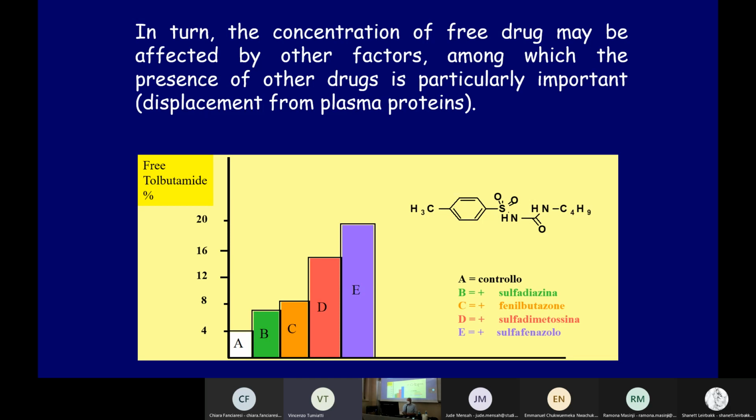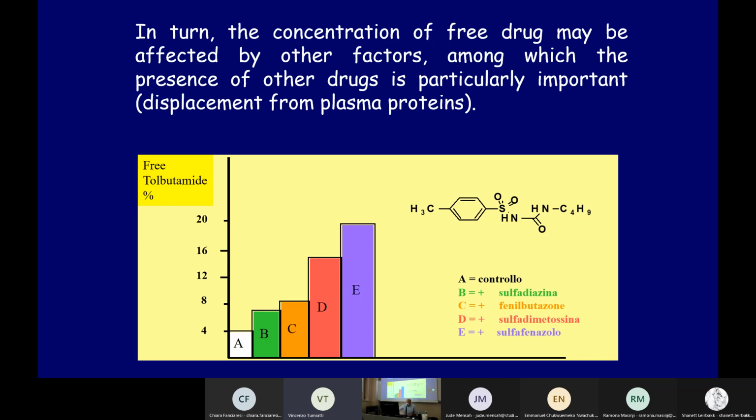In this case, what happens? You have tolbutamide alone, you see, column A. In this situation, the concentration of free tolbutamide is 4%. This is the normal situation, the therapeutic window.